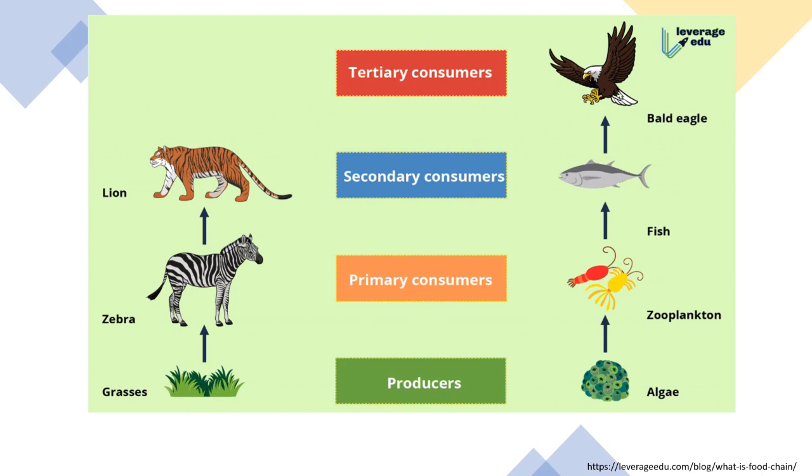In the terrestrial region, grasses are eaten by zebra and zebra is eaten by lion. Whereas in the aquatic lifestyle, algae is eaten by zooplankton, and zooplankton are further eaten by fishes, and fishes are further eaten by bald eagle. So till now we have studied the different food chains of terrestrial as well as aquatic life forms.